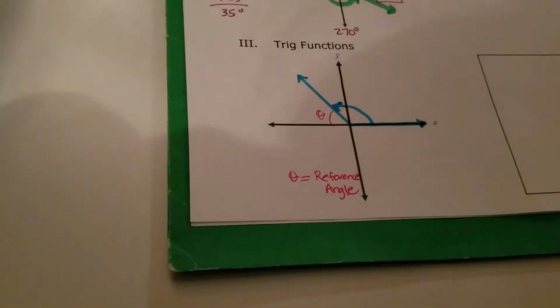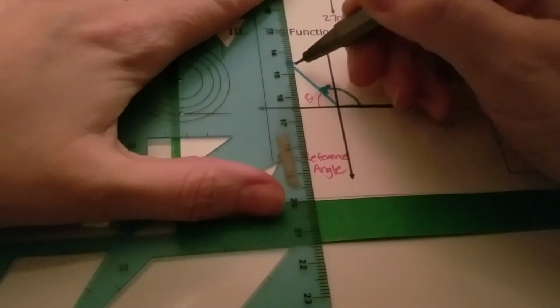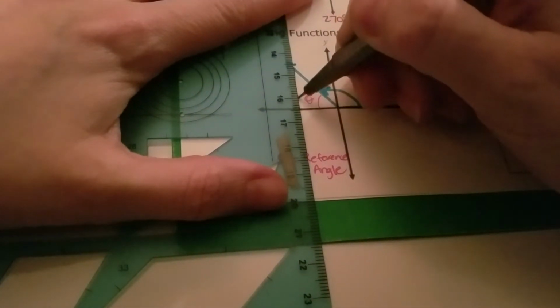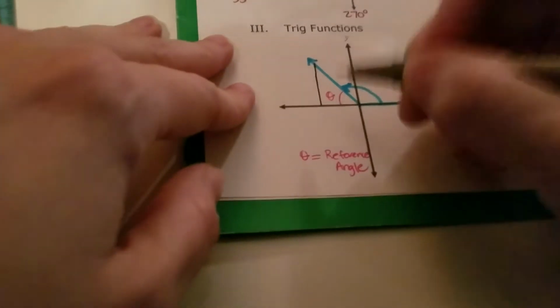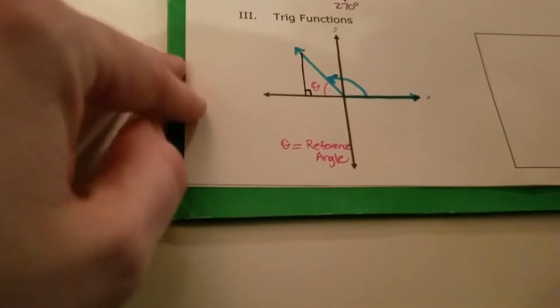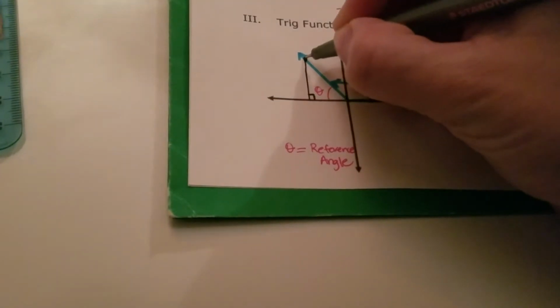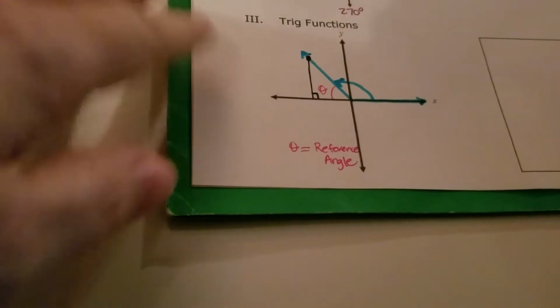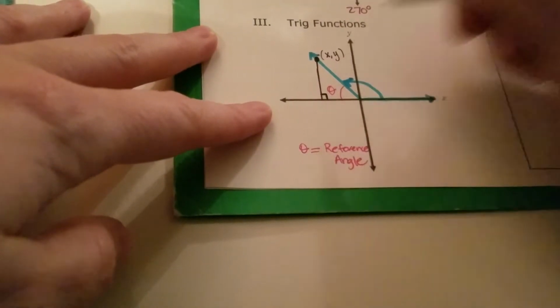The first thing I want you to do is draw a line from the arrow just straight down to the x-axis. When we do that, we can see it makes this right triangle here. Now, on this right triangle, I'm going to put a point here, and we're going to call this point (x, y).